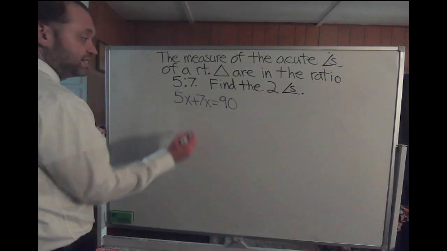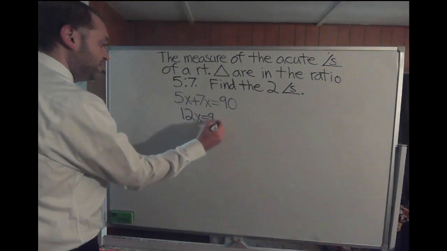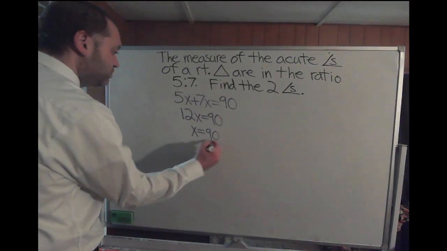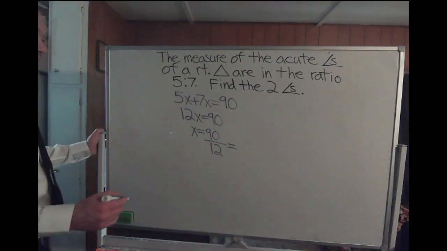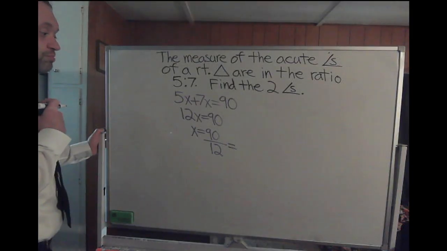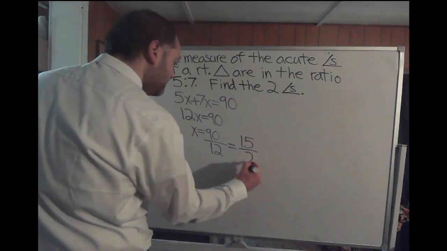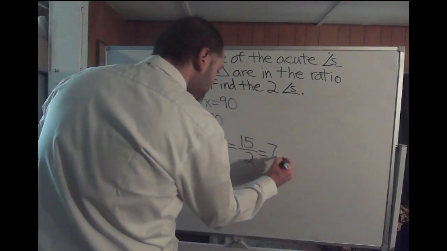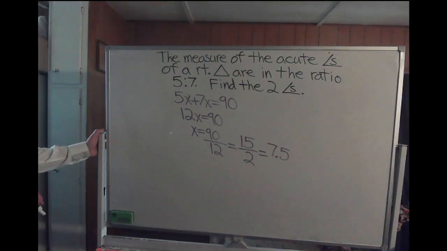Well, what's 5x plus 7x? That's simply going to be 12x. You'll have 12x equals 90, which means x would have to equal 90 over 12, or we divide them each by 6, it'd be equal to 15 over 2. X is equal to 15 over 2, this would reduce to 15 over 2 is equal to 7.5. Yes, you will get decimals sometimes. You will totally have that.